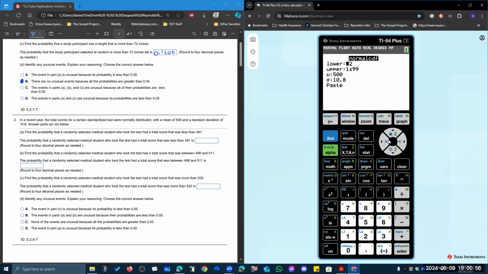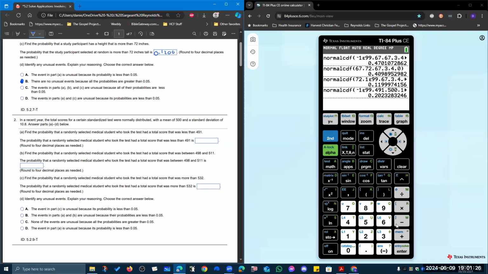Find the probability that a randomly selected medical student who took the test had a total score that was less than 491. This is probably the MCAT, but they probably don't want to say that this is the MCAT. That's usually what medical students take. So upper bound of 491. We want a number less than that. And so to 4 decimal places, this is 0.2023.